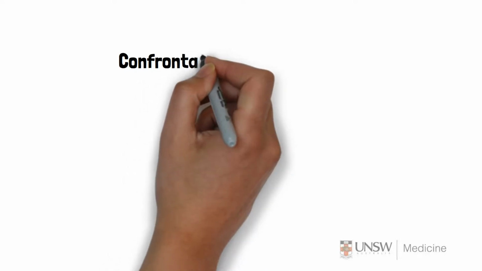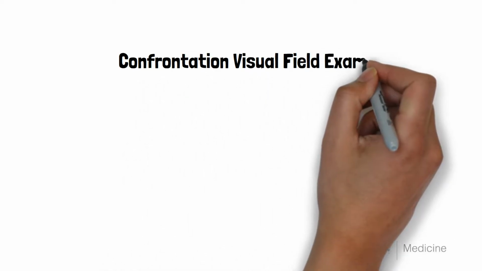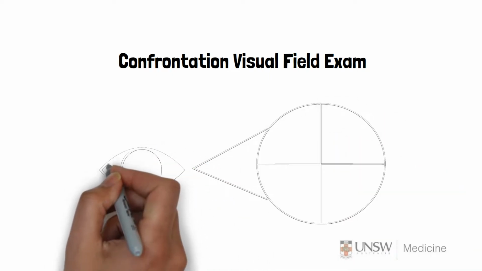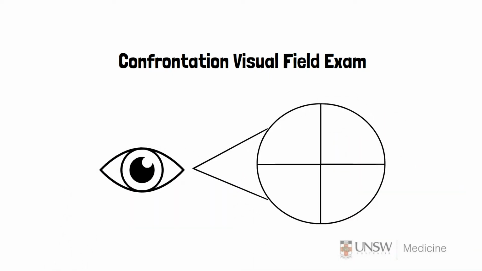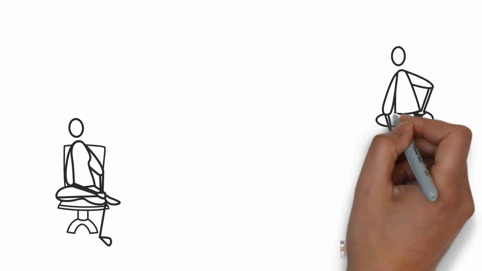The simplest way to perform a visual field examination is with a confrontation visual field exam. This is often used as a screening tool and assesses if there are any obvious visual field defects in any of the 4 quadrants of each eye. To do this, we compare our hopefully normal visual fields with the patient's. The positioning of yourself and the patient is integral to a reliable exam.